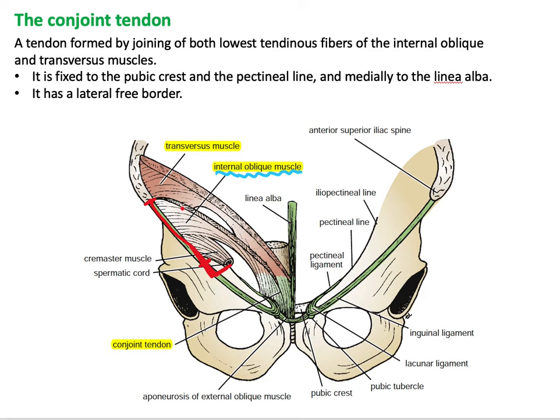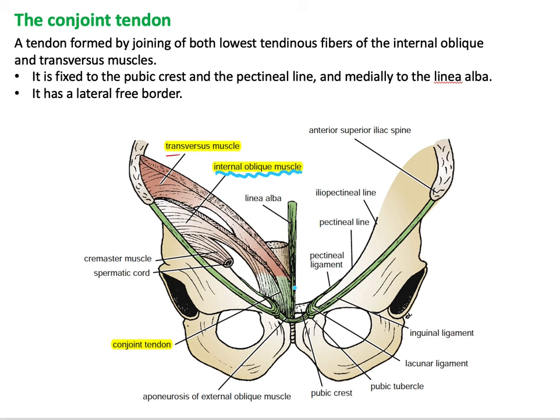But go back, you will find another muscle, the transversus abdominis muscle, which originates from just the lateral one-third of the inguinal ligament. That's laterally. But look at the internal oblique and transversus abdominis medially. Medially, they unite to form a strong tendon, the conjoint tendon. The conjoined tendon is important to support the superficial inguinal ring.